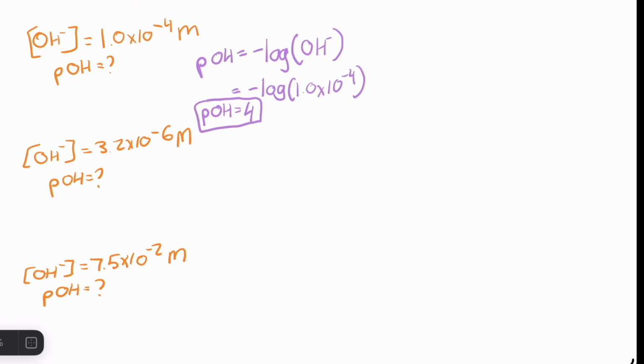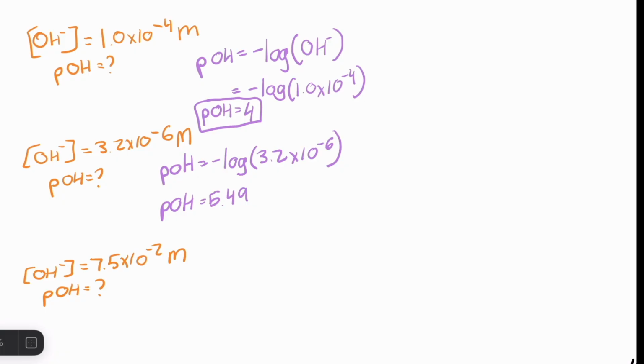Let's apply that to the second problem. We have an OH minus concentration of 3.2 times 10 to the negative 6 molar. What is the pOH? Again, our pOH is equal to the negative log of our OH minus concentration, which in this case is 3.2 times 10 to the negative 6th. That gives us a pOH of 5.49.